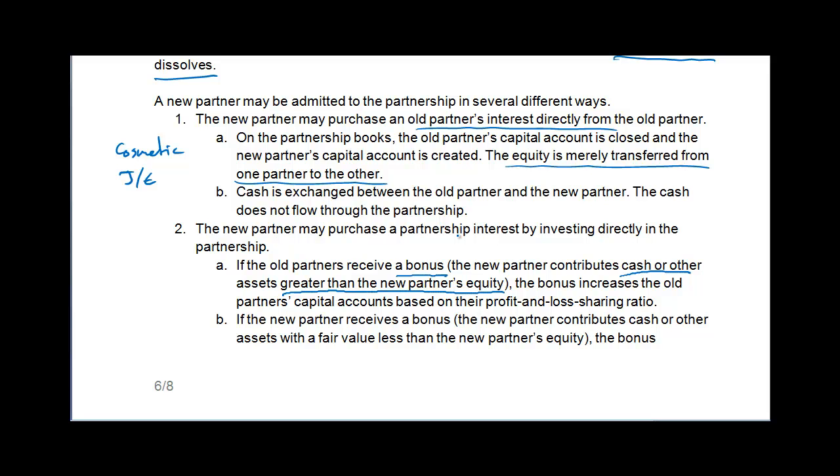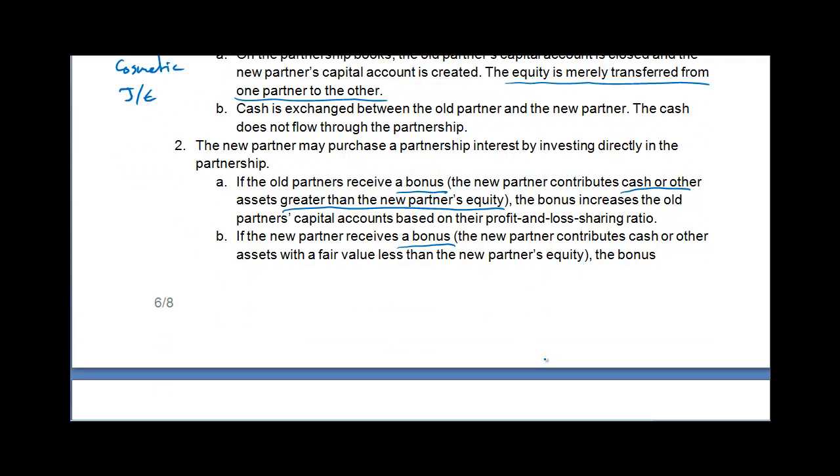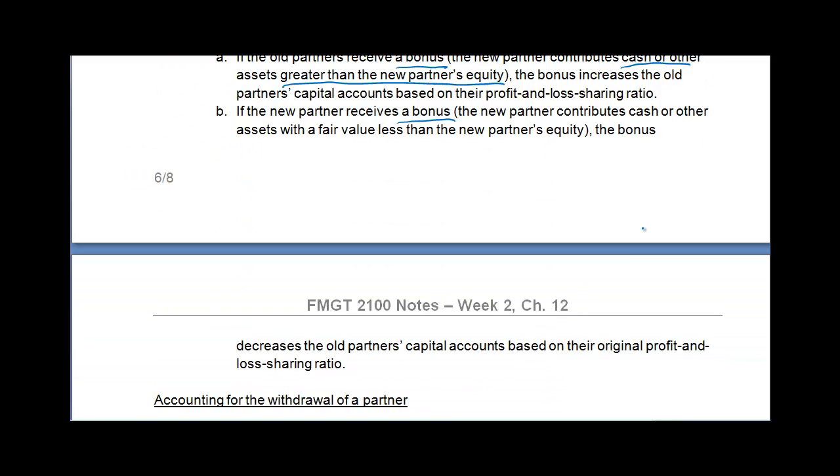Likewise, maybe the business isn't doing so well. It's had some losses, and you're having to bring in a new partner, and they're actually getting a bigger share of the business than the amount that they're contributing asset-wise. Well, then the new partner gets this bonus, if you will, and that bonus comes from the equity of the existing partners' accounts. So the bonus itself decreases the old partners' capital accounts, and that would be done based on the original profit and loss sharing ratio from the old partnership agreement.